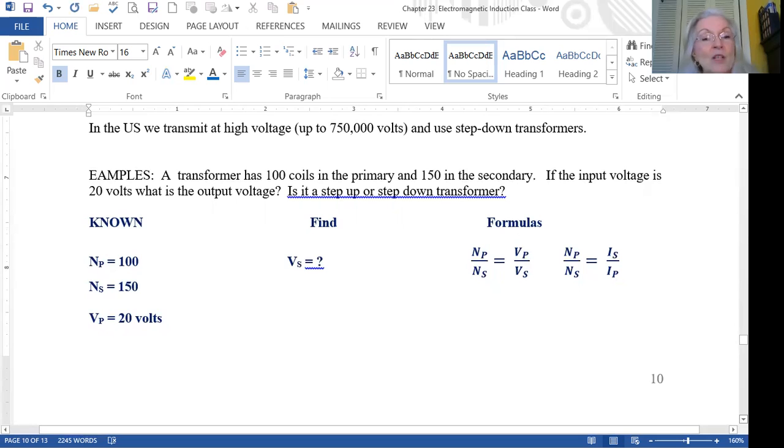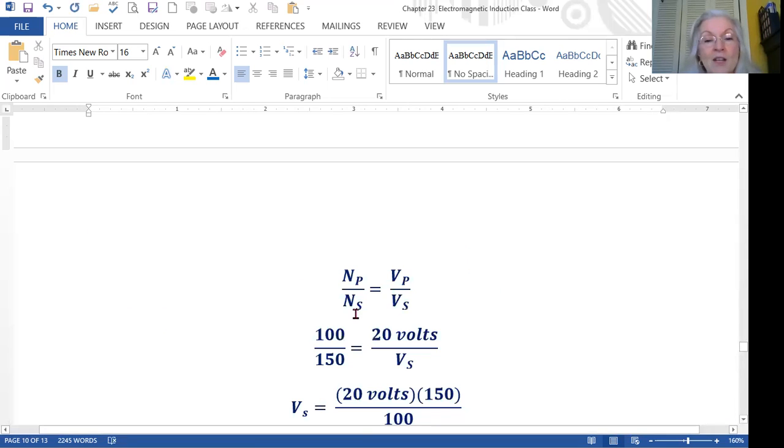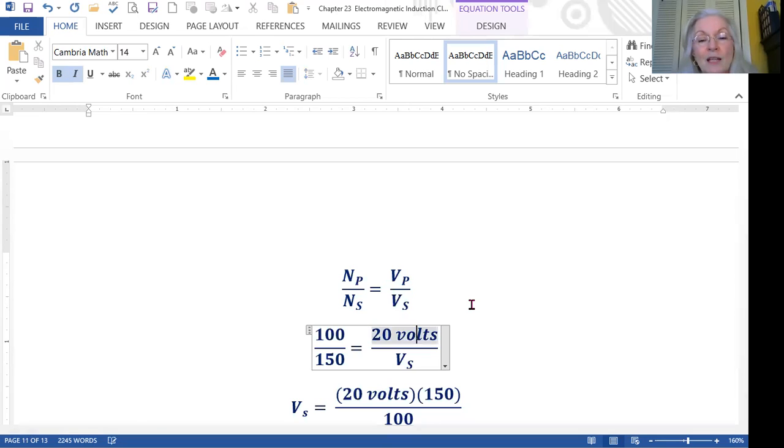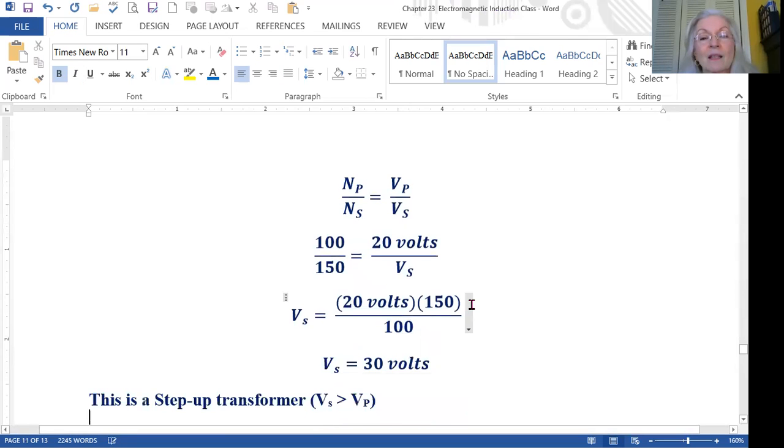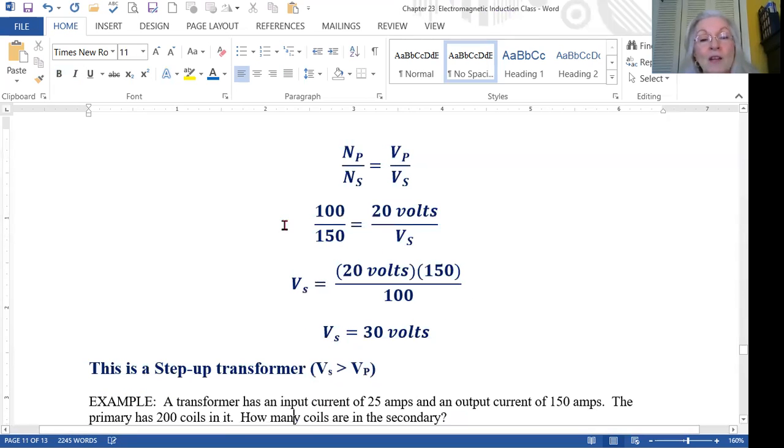All right, so which equation do we want to use? The ones with the voltages in them. So the very first of the two equations. So we will write down our equation. I come over here. So N primary over N secondary equals V primary over V secondary. Plug into the one equation.